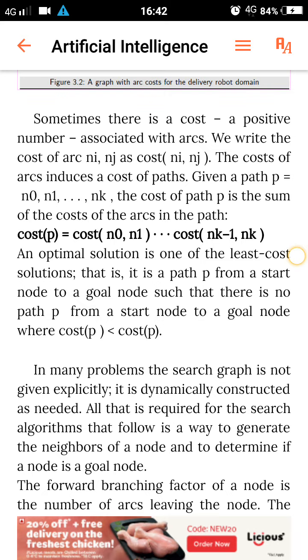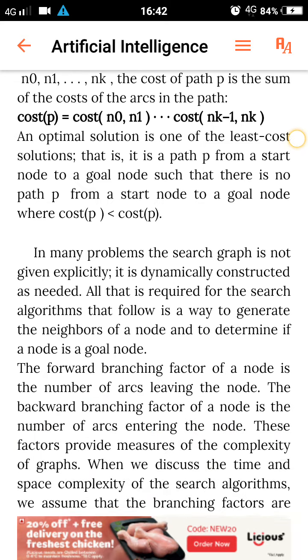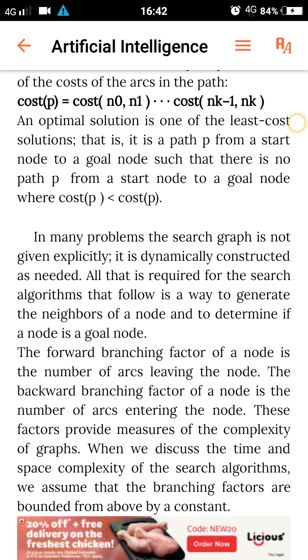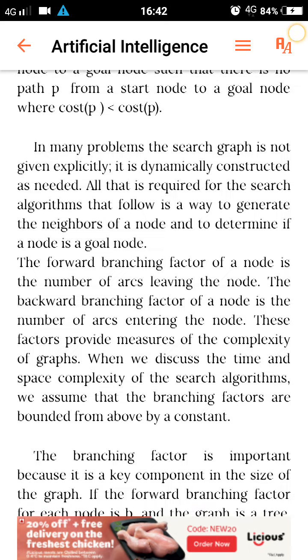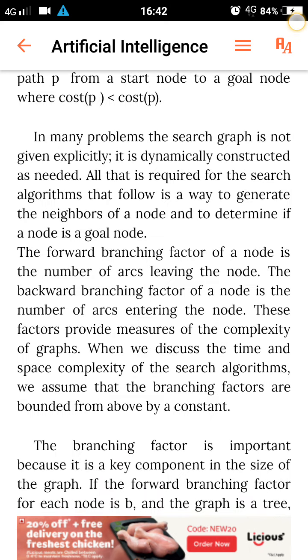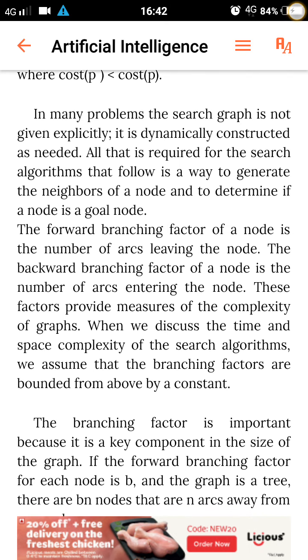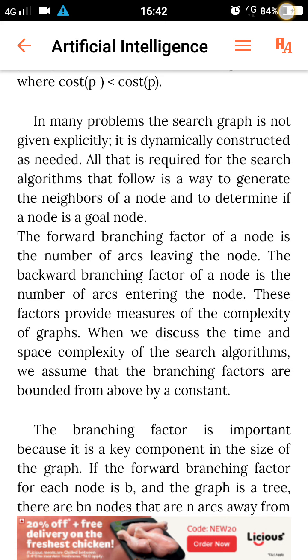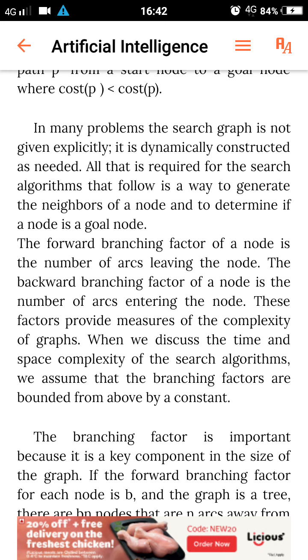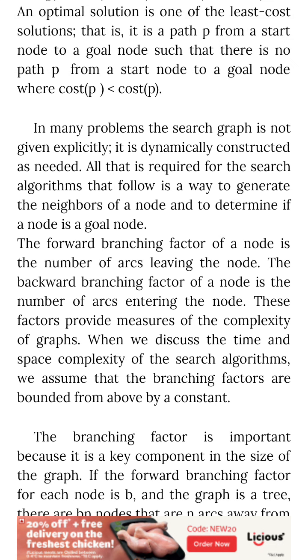An optimal solution is one of the least cost solutions, that is, a path p from a start node to a goal node such that there is no path p' from a start node to a goal node where cost(p') is less than cost(p). Cost p' means the one on the right side, and cost p is the one on the left side.